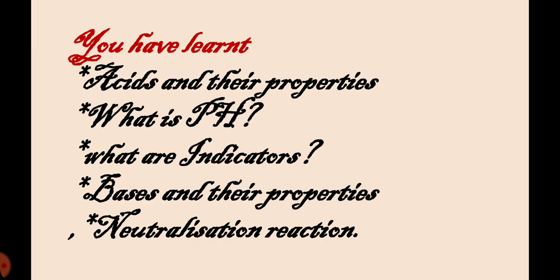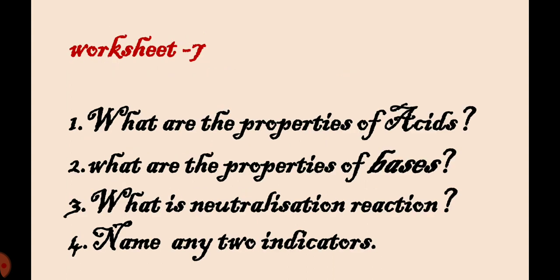Hope all the concepts are clear, children. You have learned till now acids and their properties, what is pH, what are indicators, bases and their properties, and neutralization reaction. Here you have got a worksheet, children. What are the properties of acids? What are the properties of bases? What is neutralization reaction? Name any two indicators.